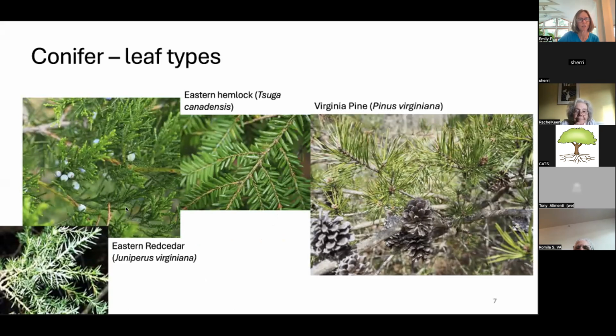So here's the eastern red cedar. I'm showing the 2 different leaf types for it. Here are the scale-like leaves up top, and here are the awl-like leaves on bottom. This is the eastern hemlock, and we have the needle-like leaves, or the linear type leaves here that are needle-like, and then these here for the Virginia pine are going to be bundles of needles, and that helps us as we figure out our conifers.